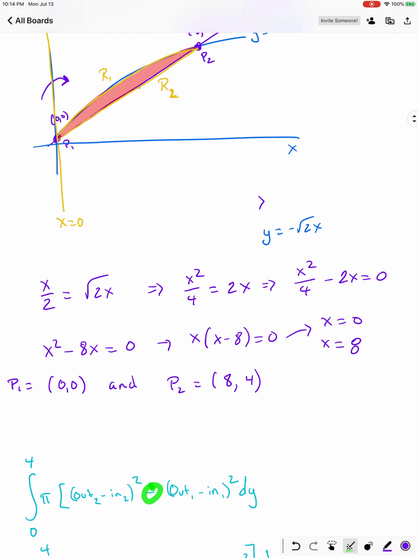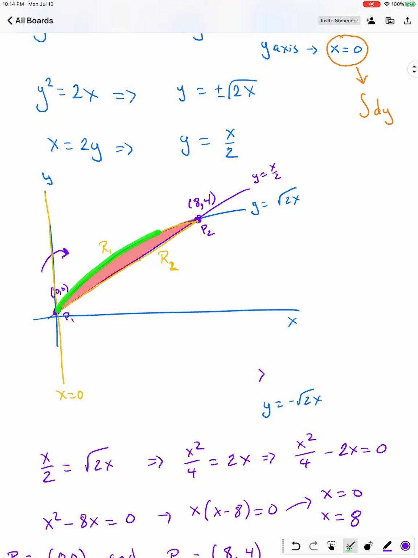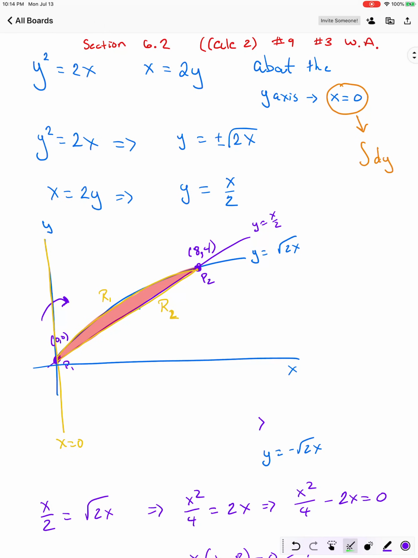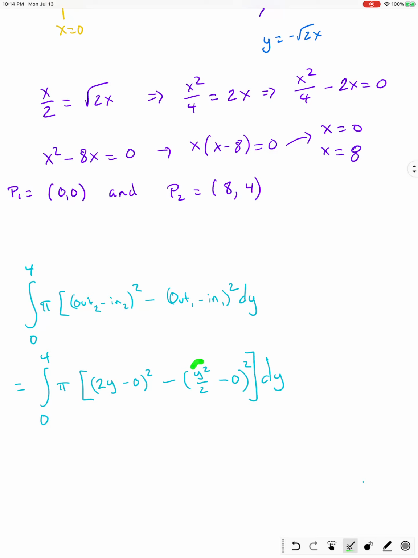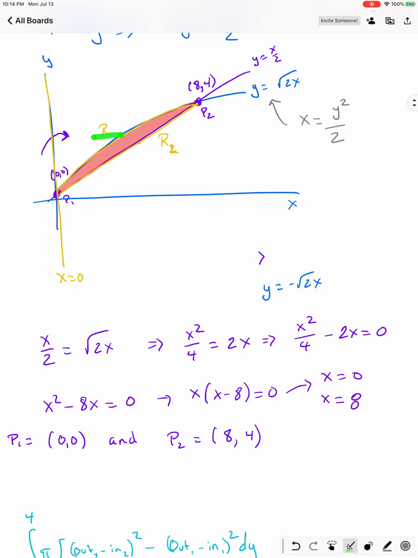And then minus, that comes from the formula. This one is y equals the square root of 2x, and I want that with just y things, so I solve that. I square both sides and then divide by 2, so I end up getting x equals y squared divided by 2 when I solve this for x. I put that into my formula, and then minus 0, because I'm going from here to 0.